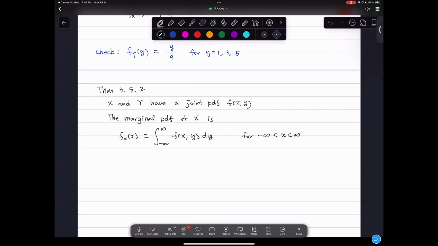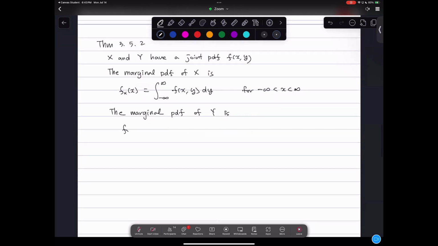And in the same way, the marginal PDF of y, f of y, is about the same. You add over all these different x values in the joint, so now you're integrating with respect to x. That should be your marginal PDF. So there's a lot of integration you should be doing.